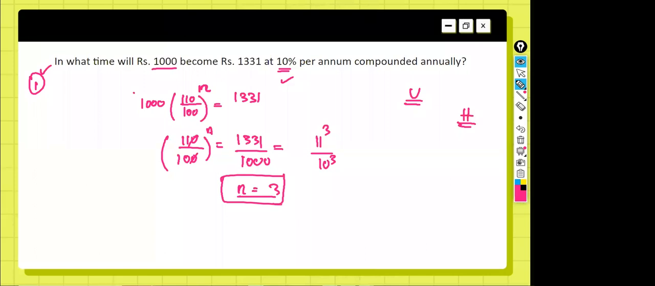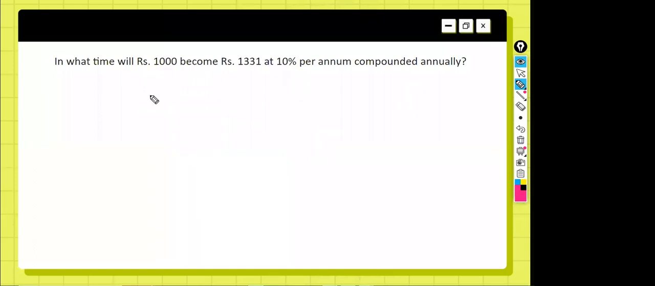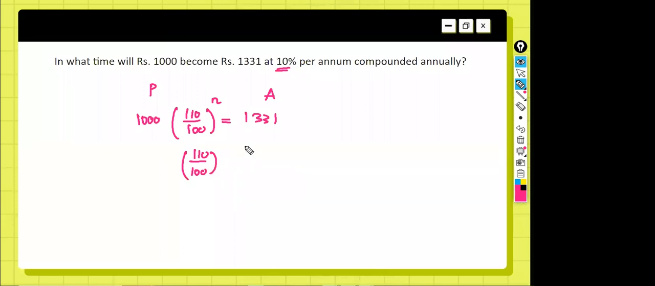Yeah, so I'll just repeat it. Simply write the principal of value 1,000 into, how much is the rate of interest? 10%. So you can add 100 to it: 110 by 100. How many years we don't know, so we write it as n, equal to the total amount. What is the total amount given? 1331. So 110 by 100 whole power n is equal to 1331 by 1000. If you don't understand it, no problem. I'll teach you another easy method, a commonsensical method.